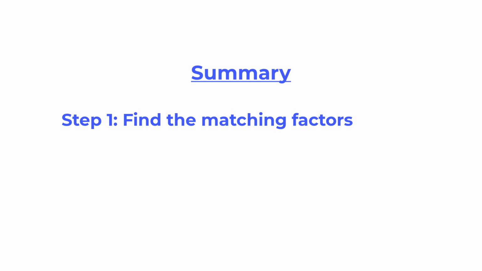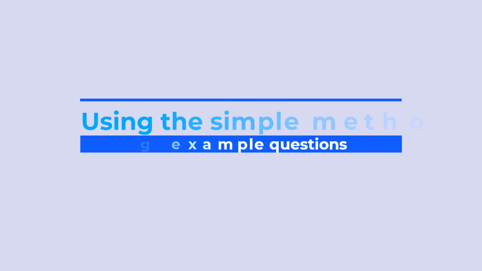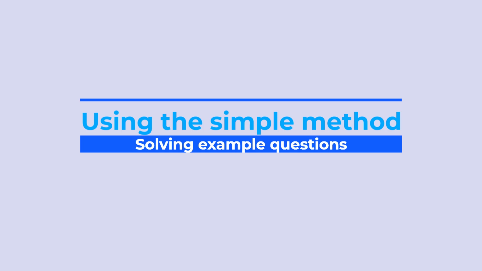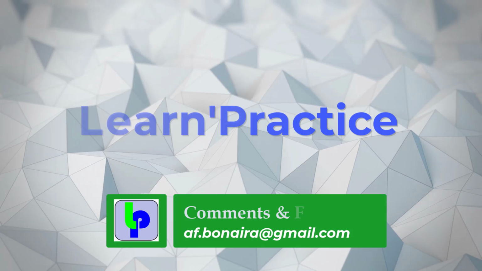So to summarize, first we need to find the matching factors. So it's the product of the number on its own. We use them to factorize the quadratic. Once it's factorized, we use the principle that one of the factors must be equal to 0 in order to solve and find the roots. So next, we're going to be following a lesson with 3 examples with different signs for b and c.